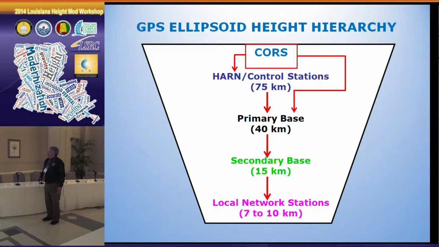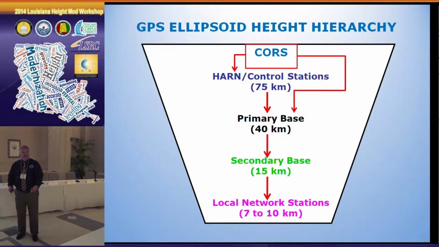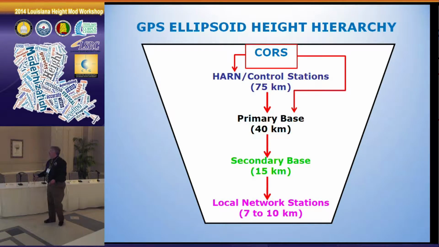Here's the theory. Start out with the best control you can. Well, it used to be HARN, High Accuracy Reference Network, monuments in the ground. I guess they're still around, but of course the source of truth is really the CORS network for NAD 83. So you start out with the CORS, you go down to the next best control you have, you go down to primary base stations you may have had to set. When do you have to set this stuff? You set it when your spacing tells you to.